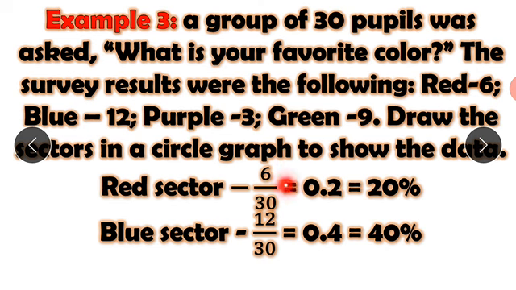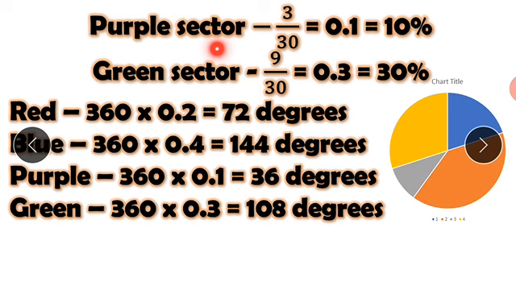Since the whole data is 30, for red we have 6. So 6 over 30 is 0.2, or 20%. Blue sector, 12 over 30, that is 0.4 or 40%. Next is purple sector, 3 over 30, that is 0.1 or 10%. Green sector, 9 over 30, that is 0.3, or 30%.